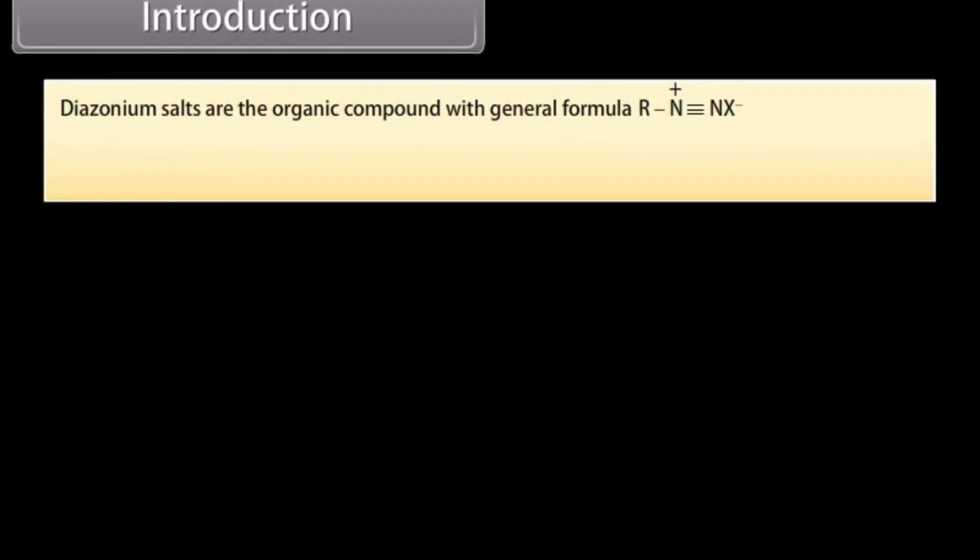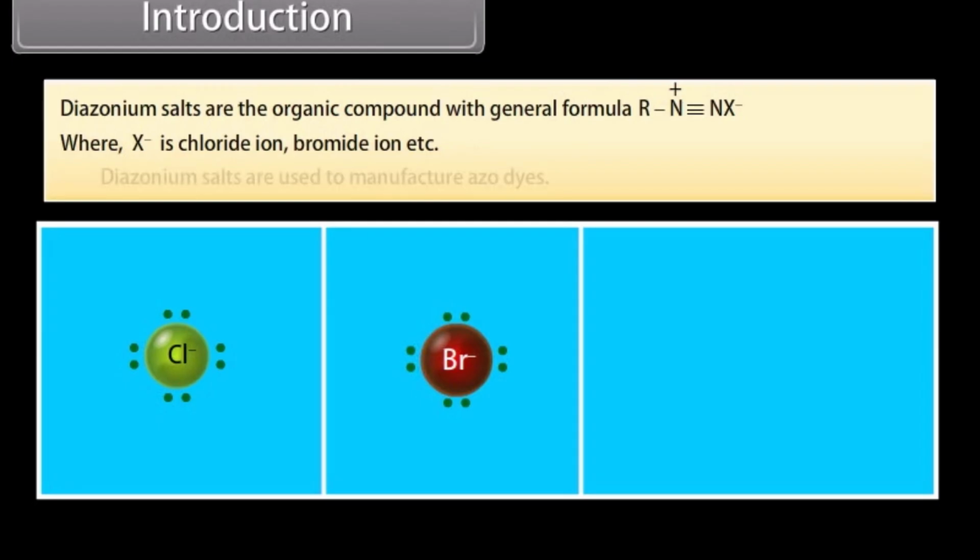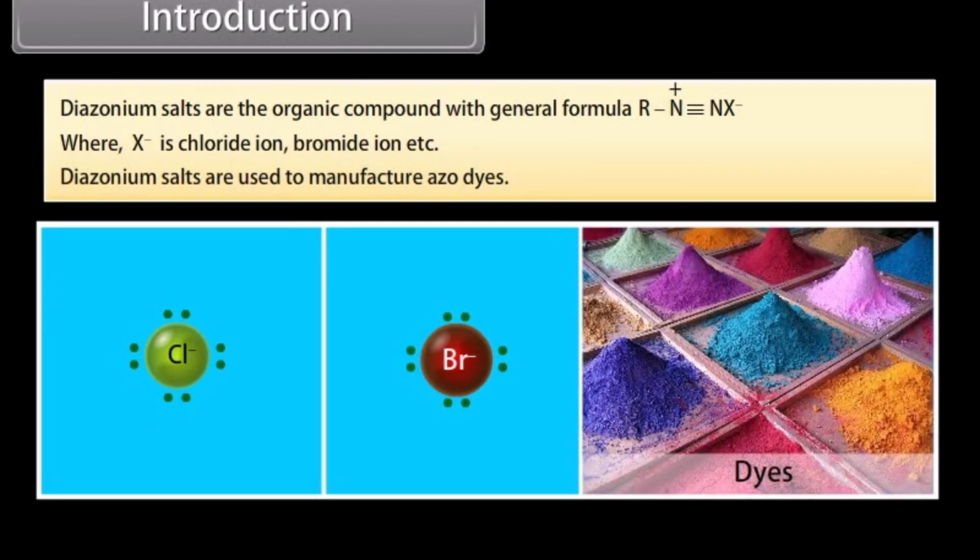Diazonium salts are the organic compounds with general formula RN2+X-, where X- is chloride ion, bromide ion, etc. Diazonium salts are used to manufacture azo-dyes. In this lesson, we will learn more about amines and diazonium salts.